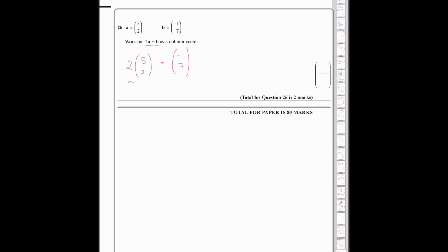So 2 lots of this would give us 10, 4, because we're just doubling everything. So 2 lots of 5, 2 lots of 2, okay, plus your minus 1, 7. So 10 plus minus 1 is just 10 minus 1, which is 9. And then 4 plus 7 is 11. So your final vector will be 9, 11. Okay? All right, well done.